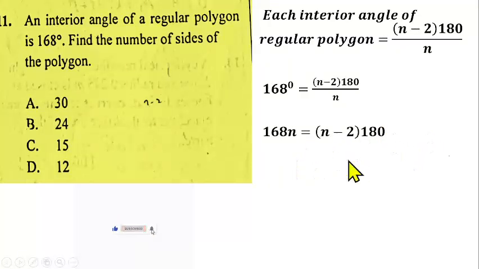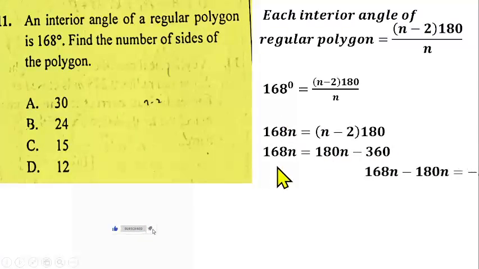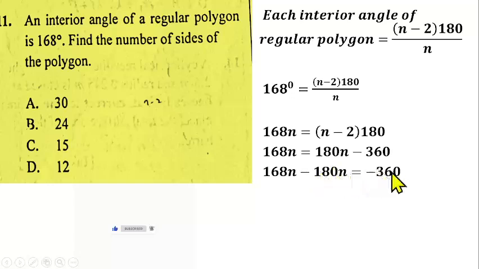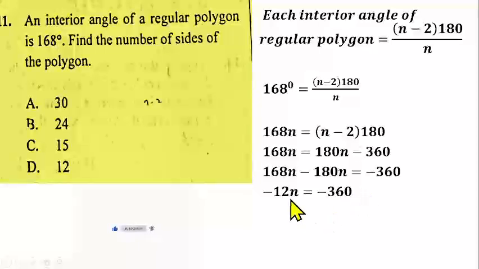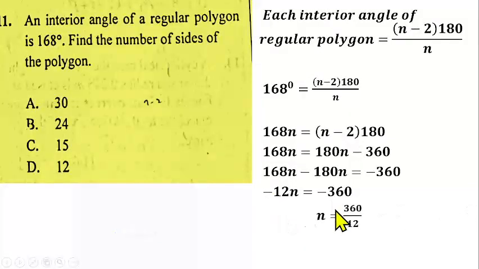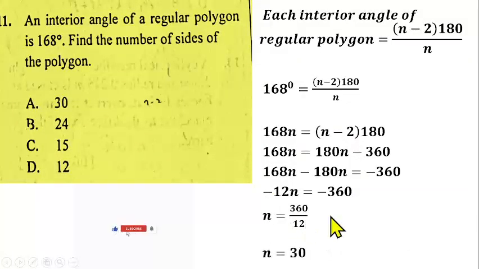Open the brackets. We have 168n equals 180n minus 360. Collect the like terms. You have 168n minus 180n equals minus 360. Subtract this, you'll be having minus 12n equals minus 360. Divide both sides by minus 12. So your n will be equal to 30. That means the polygon has 30 sides, which is option A.